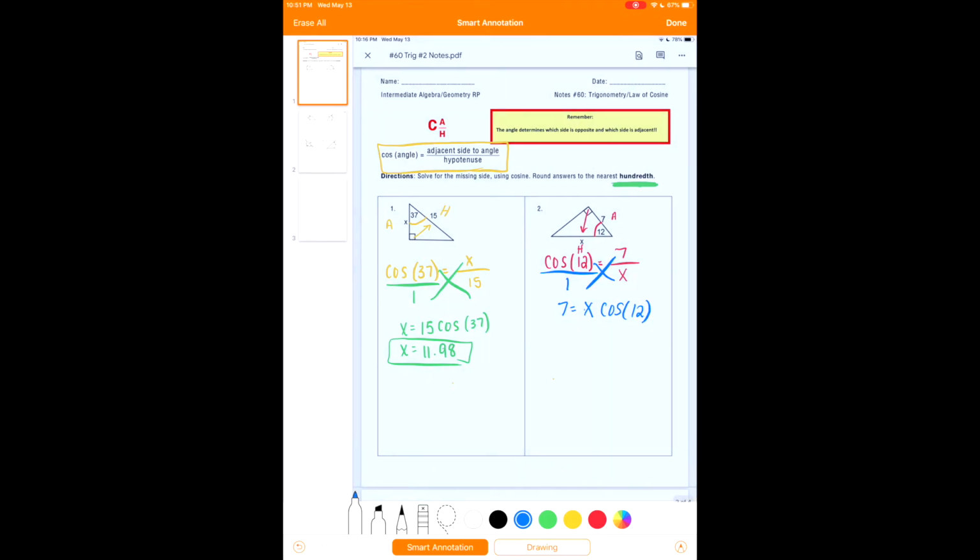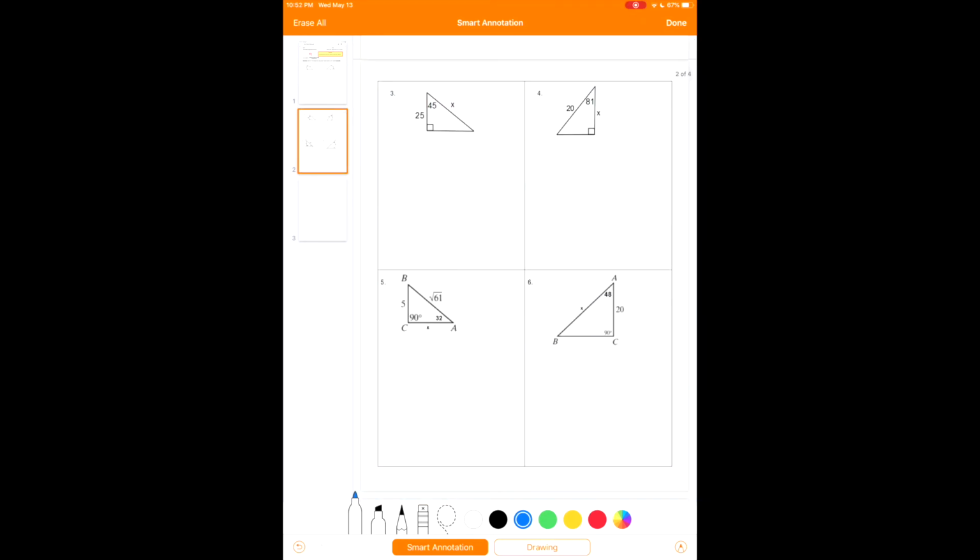I need to get x by itself. X and cosine 12 are attached by multiplication, so to get rid of that cosine 12, I'm going to use the inverse operation, which is division. And I'm going to do that on both sides. And then I'm going to divide 7 by cosine 12. And again, I did this in advance, so I got 7.16 as my answer. So that was numbers 1 and 2 for you.